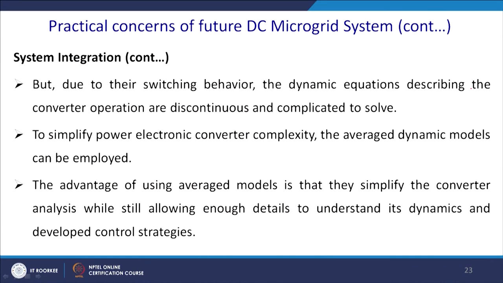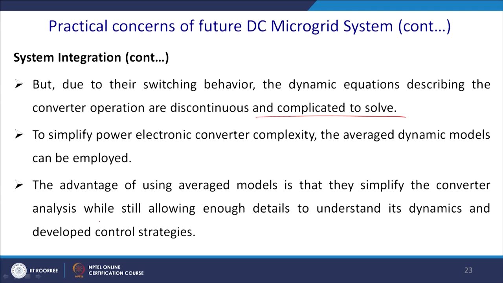But due to their switching behavior, the dynamic equations describing the converter operations are discontinuous and complicated to solve. Ultimately, we will study a little bit of DC to DC converters, and in discontinuous mode they may become a non-minimum phase system, or many other complications arise from the control system point of view. Thus, this is a great challenge for the power electronics and control designer to solve. And if you can solve it, then there is huge potential for the DC microgrid.